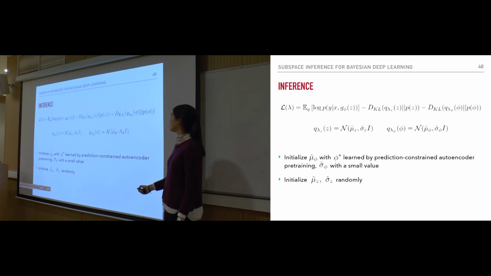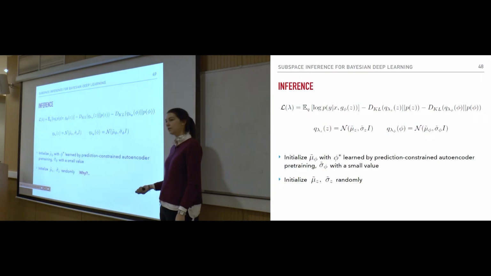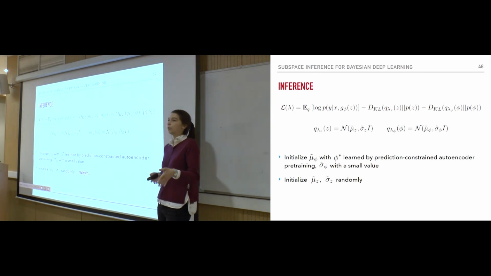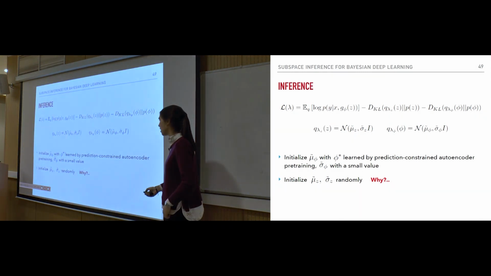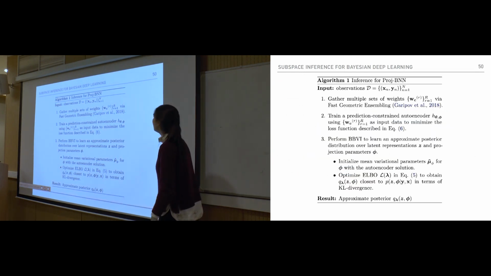And then they initialize the variational inference over z randomly, which I personally was wondering why they do, because the initialization for phi was specifically constructed for reconstructing FGE snapshots. So it would make a lot of sense to at least initialize this latent space also with some learned representations for the FGE snapshots. But anyway, in their method, they just used random initialization for parameters over z. And this is just the summary of their method.